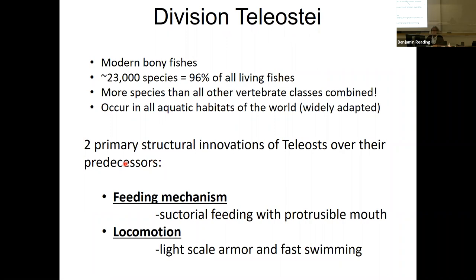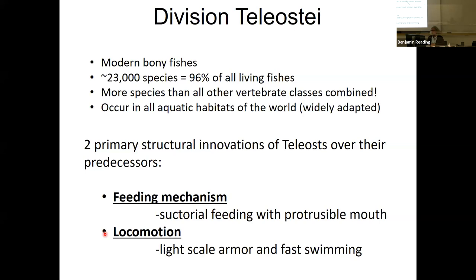Two primary innovations. Feeding mechanism. We said that early on, the first fishes that evolved jaws put all the agnathan jawless fishes out of business. Well, what we're seeing here is that not only do we have jaws, but we've basically designed them for very advanced suctorial feeding with a protrusible mouth. This is a lot more sophisticated than, say, the long beak-like jaws of a gar. The second is locomotion. Let's get rid of the ganoid scales, let's get rid of the heavy armor, and put on light armor and really do fast swimming. We don't need to worry about armor if we can evade a predator, for instance. And so these are the two primary mechanisms by which these fishes evolved their diversity: advanced feeding mechanism and very agile, fast locomotion. Those are the two primary innovations that teleosts have.